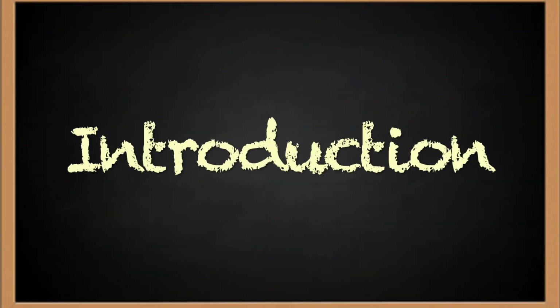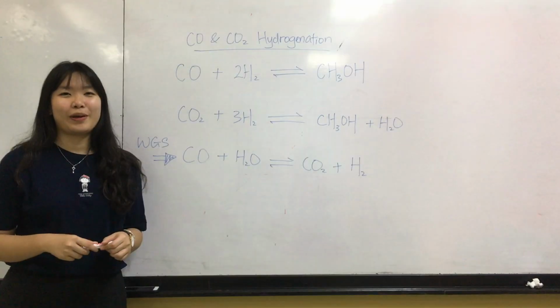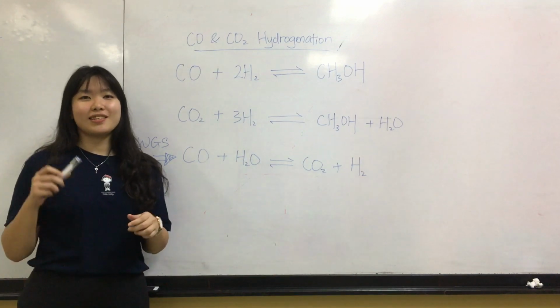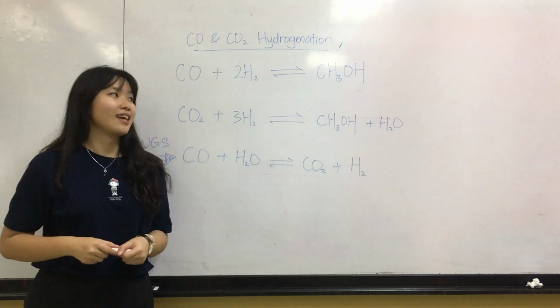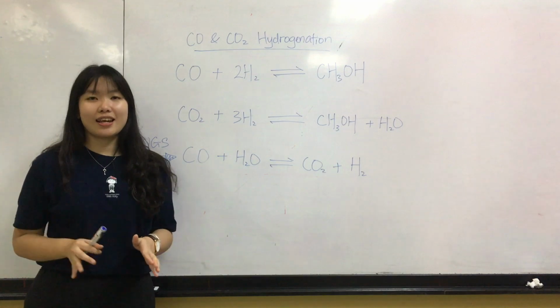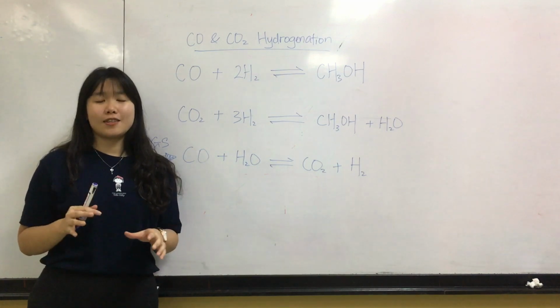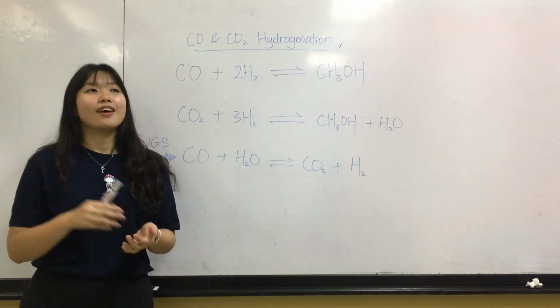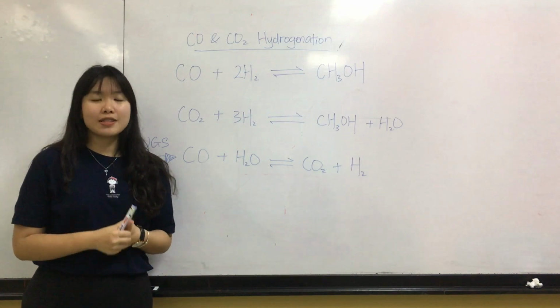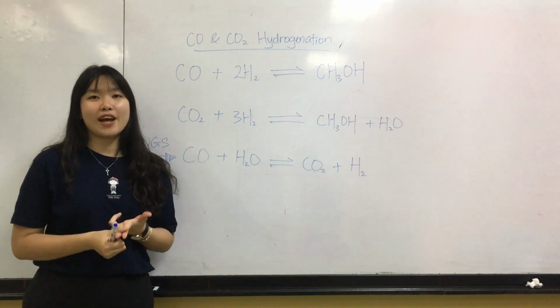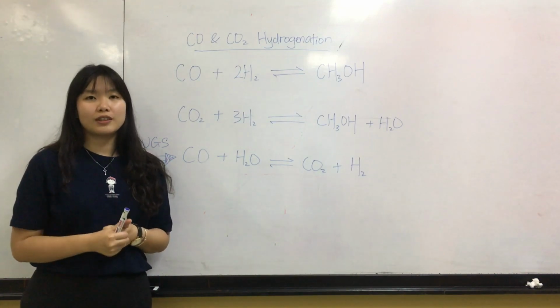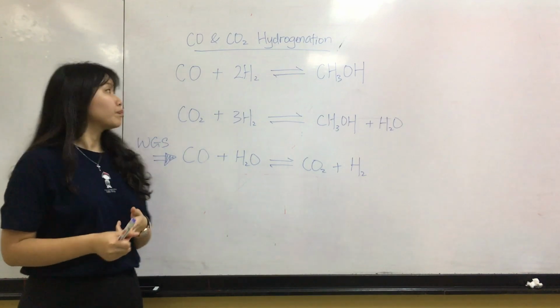Today we will be discussing the production of methanol from syngas. The title of our assignment is the production of methanol from syngas. So basically, what is syngas? Syngas is a synthesis gas from natural gas, which is mainly composed of carbon dioxide, carbon monoxide, and hydrogen, with a little amount of water, nitrogen, and methanol.